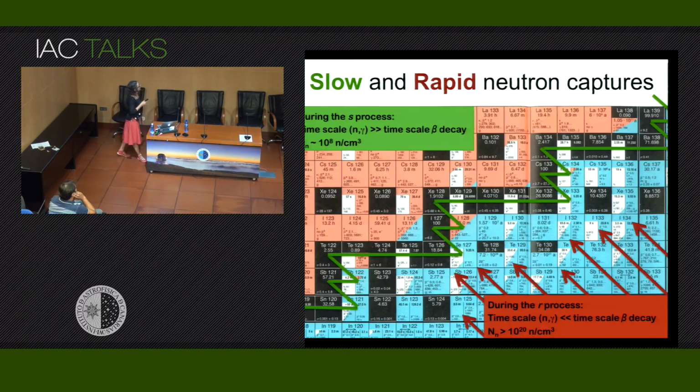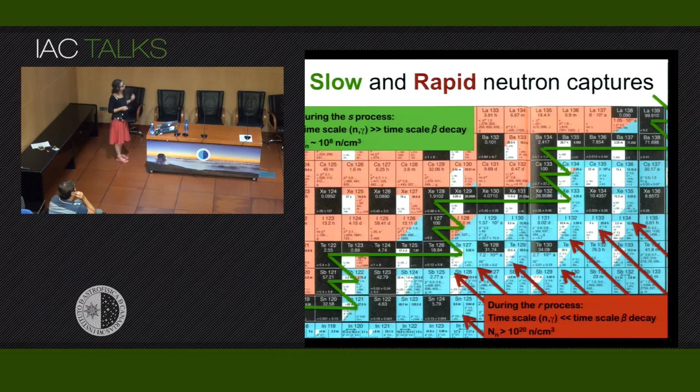And I can describe briefly that we have 2 main modes to produce these nuclei. It's still neutron captures, but it's 2 opposite ways. One is slow and one is rapid. So slow relative to what? It's slow relative to decay rates of unstable nuclei.